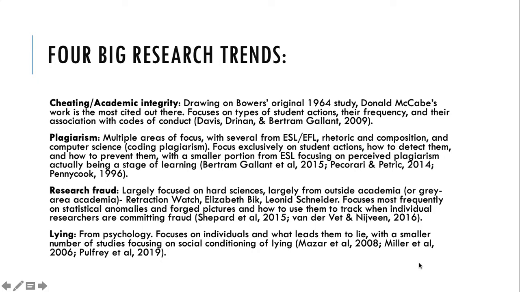One is the cheating and specifically academic integrity perspective. This really comes from Bill Bowers' original 1964 study of higher education in the United States and how many students had committed what he identified as 11 behaviors that are academic integrity violations. Donald McCabe at the business school at Rutgers took this up in the 1990s and continued doing the same sorts of surveys that Bowers had done, all the way up until he passed away about 7 years ago.